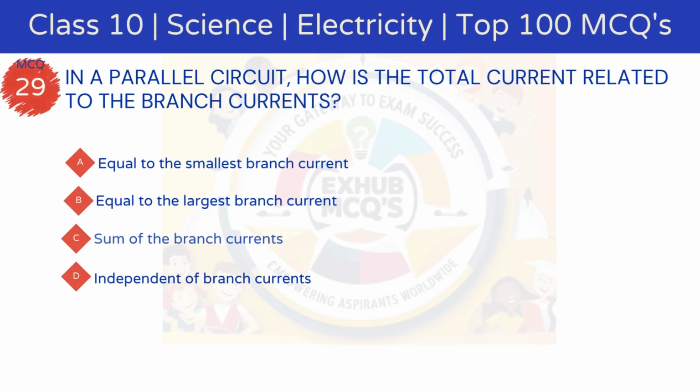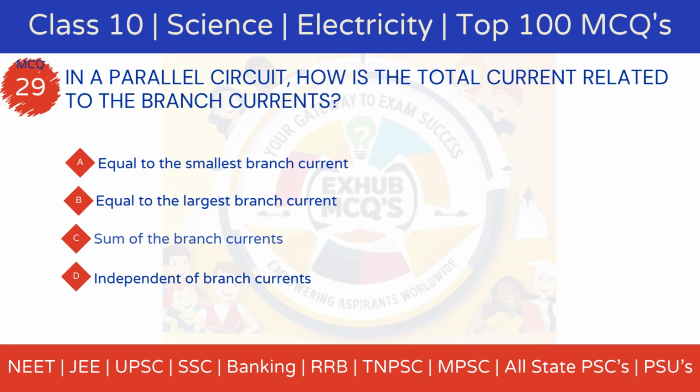MCQ 29. In a parallel circuit, how is the total current related to the branch currents? Option A, equal to the smallest branch current. Option B, equal to the largest branch current. Option C, sum of the branch currents. Option D, independent of branch currents.